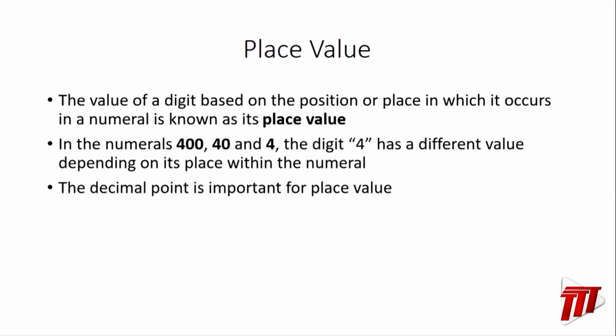The decimal point is important for place value. When we see a numeral represented without the decimal point, the rightmost digit is automatically considered to be in the ones place. In order to represent a fractional value, we would need a numerator and a denominator. The decimal point allows us to pinpoint the ones place, and to the right of the ones place, we can represent fractional values using decimal notation.